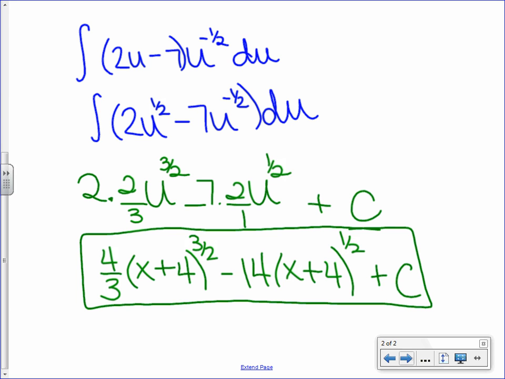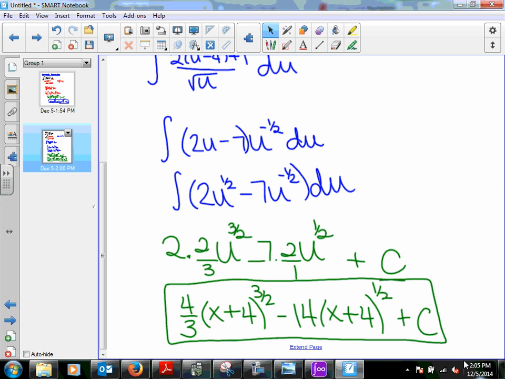Okay, and like I said, the back of the book's going to factor out x plus 4 to the highest power. So they factor out x plus 4 to the 1/2, times 4/3 times x plus 4 minus something. And they might factor out some of the coefficients too. It's very strange what they do. And it's more simplified because you're writing it as a product instead of a difference or sum. Okay? But we're just going to leave it here. Okay? I'm going to go ahead and stop this.